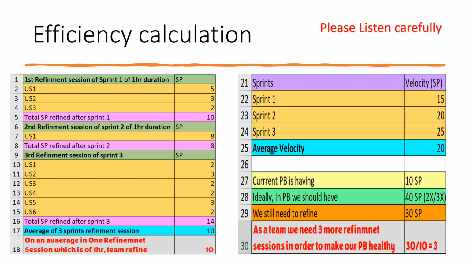So as a team, we need three more refinement sessions. How did I calculate the three more refinement sessions? Again, it's a beautiful question, right? So 30 story points I need to refine still.